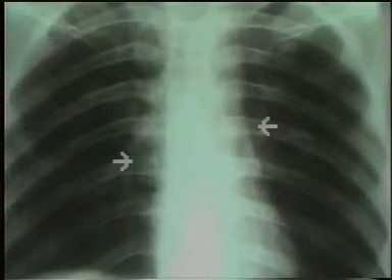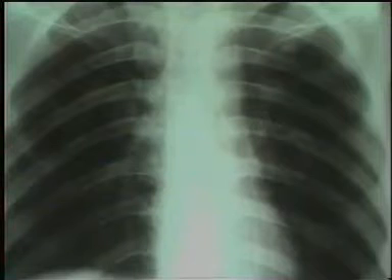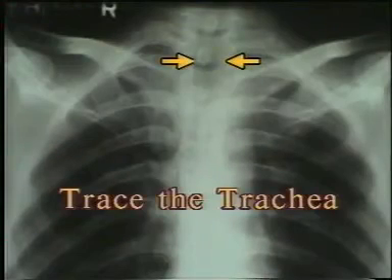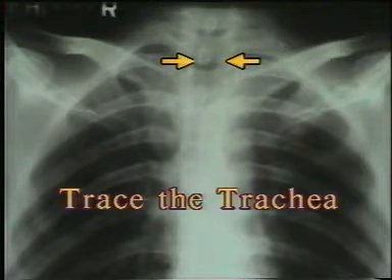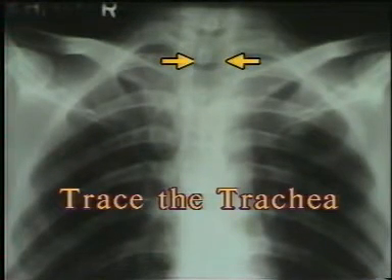Then study the hila, represented by the shadows of the hilar vessels. The left hilum is normally at a slightly higher level than the right. Lastly, identify the course of the trachea up to the carina for any deviation. This completes the inspection of the lung fields.